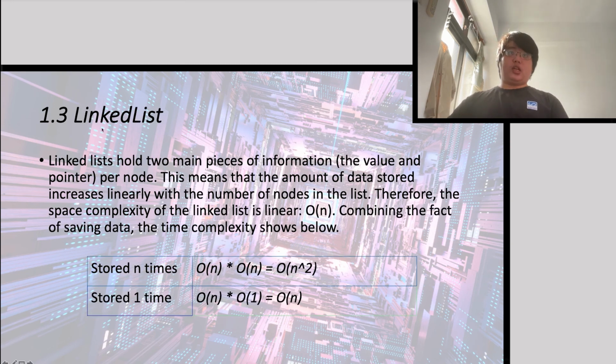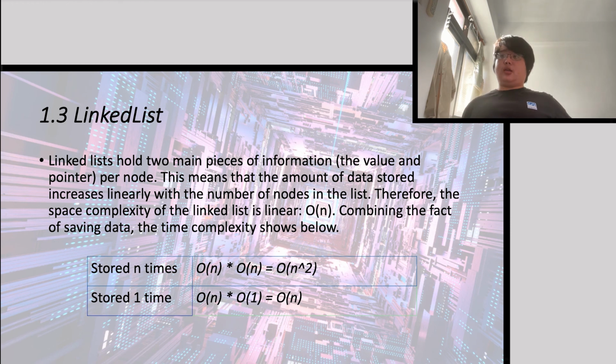The next part is the linked list. Because of the property of a linked list, it holds 2 main pieces of information at one slot. For a piece of data, it's going to hold 2 pieces of information. So this means that the amount of data stored increases linearly with the number of nodes in the list. Therefore, the space complexity of the linked list is linear, O(n).